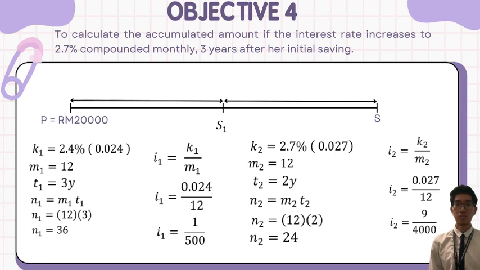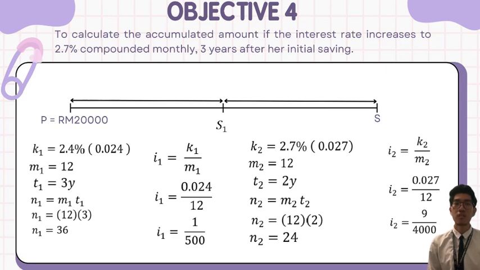K2 is equal to 2.7%, which is 0.027. M2 is equal to 12. T2 is equal to 2 years. N2 is equal to M2 T2, N2 is equal to 12 multiplied with 2. So we got N2 is equal to 24. I2 is equal to K2 over M2. I2 is equal to 0.027 over 12.